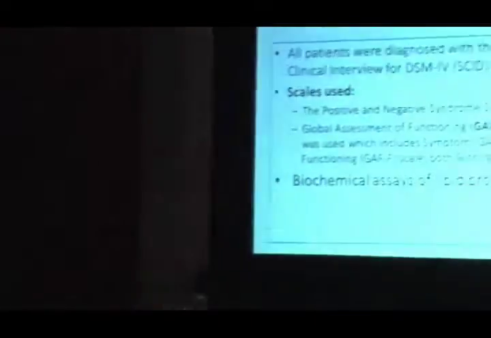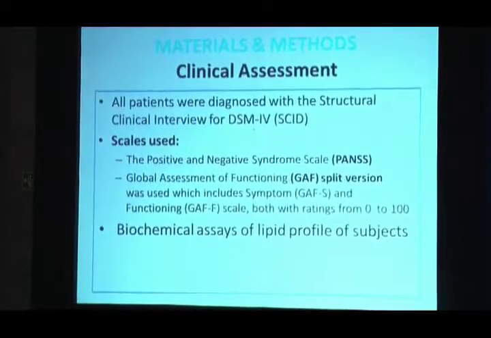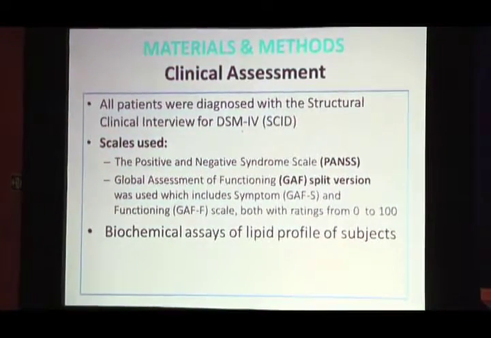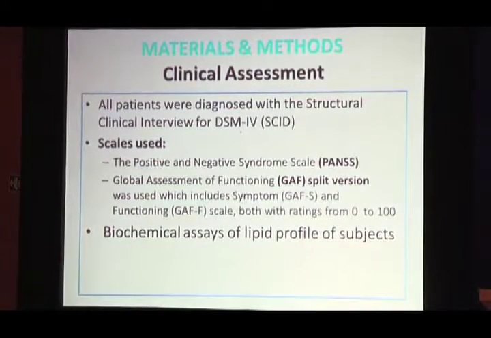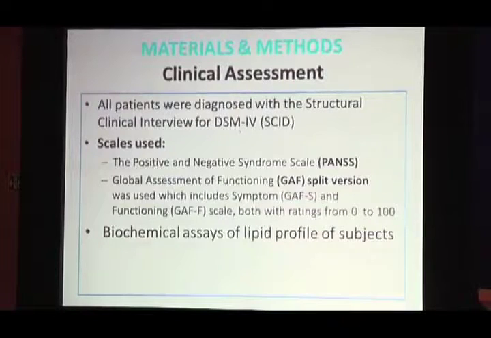All patients were diagnosed with the Structured Clinical Interview for DSM (SCID). Therefore, there is no diagnostic bias. There is no personal bias in the diagnosis. And the scales used are given in front of you. Not only PANSS, but they have also used the GAF split version, both for the symptoms as well as for the functioning. And they have also done the biochemical assays or lipid profile of subjects.